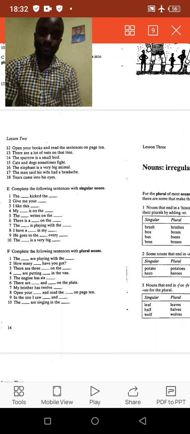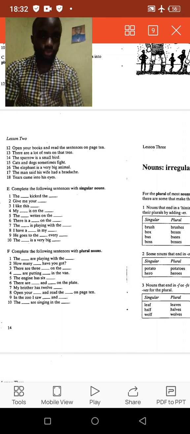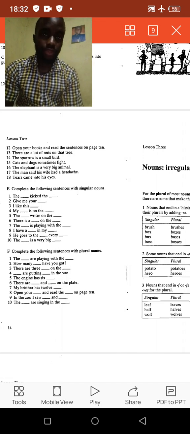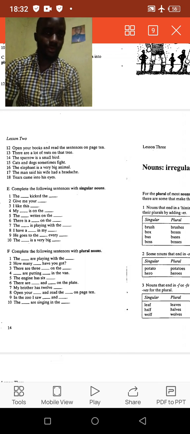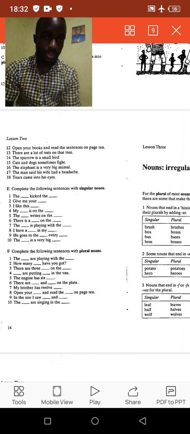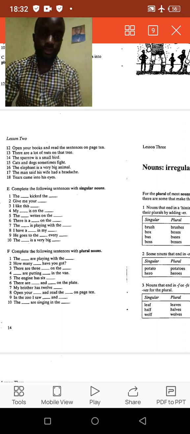Tears came into his eyes. Okay, tears here is a plural noun, so you put it right under the plural column. Eyes, we know that it is a noun, but is it a singular or a plural? Of course, it's a plural. It's a plural. So what do we do? We put it right under the plural column.